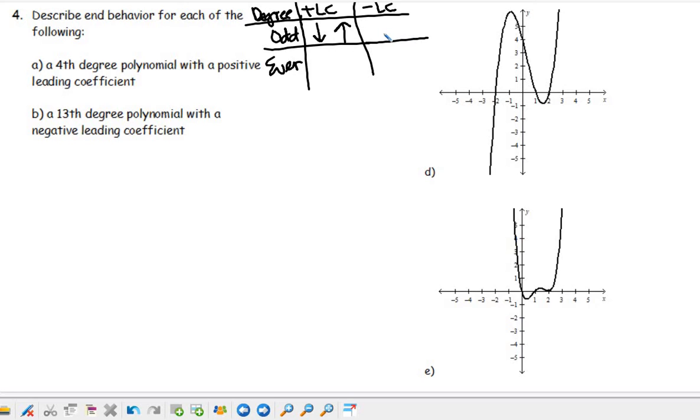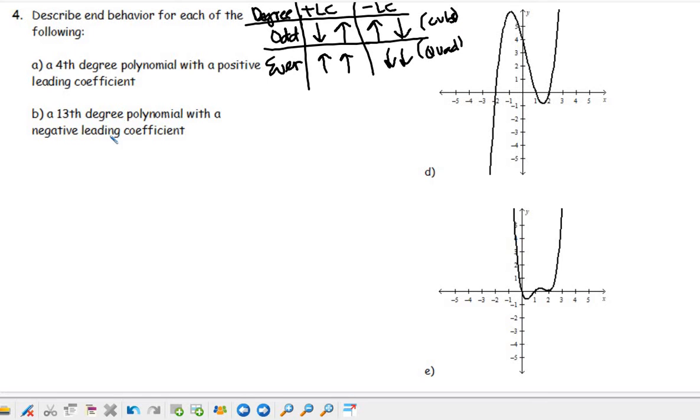If it is an odd degree with a negative leading coefficient, the right-hand side goes down and the left-hand side goes up. So odd degree polynomials will always have opposite ends. Even degree will always be the same. So they go up, up, down, down. And you can remember the even with a quadratic, which is something you're quite familiar with. And you'll have your calculator so you can do a cubic. It makes no difference.